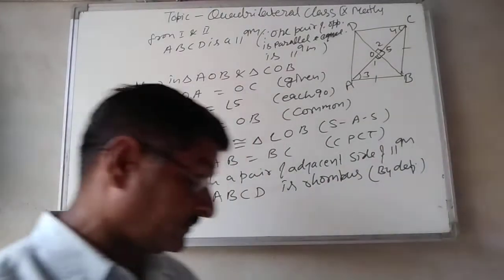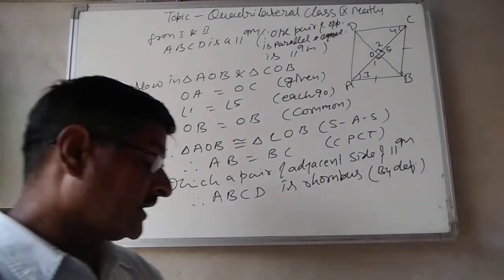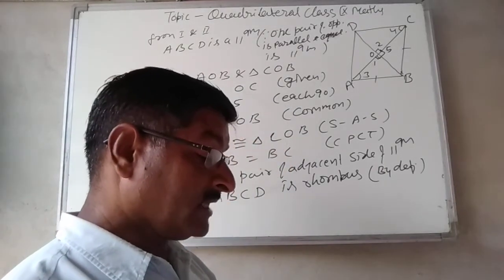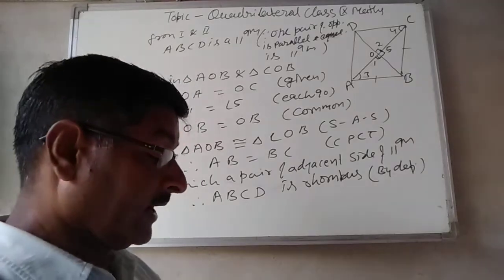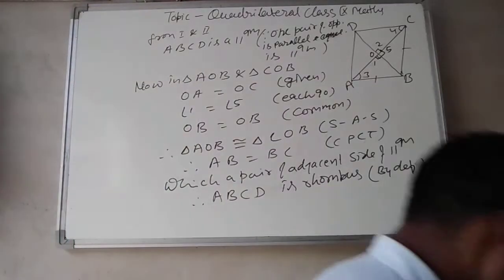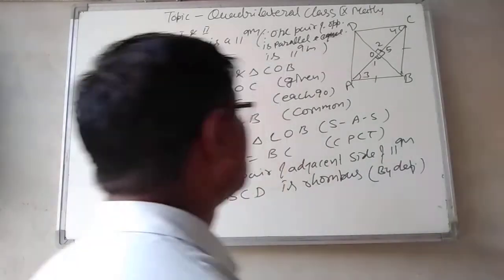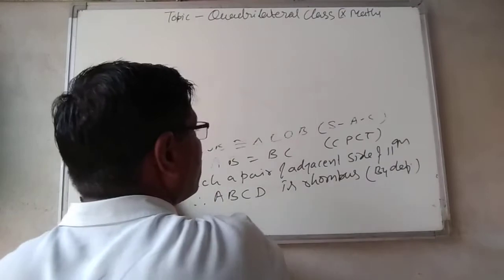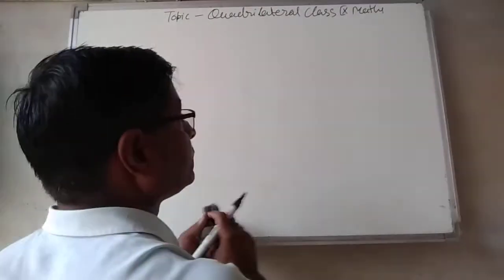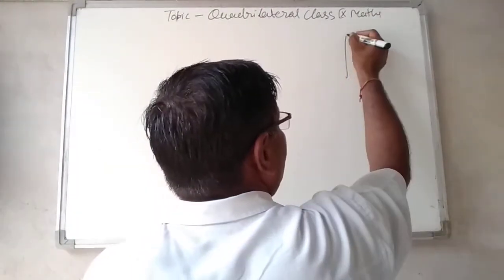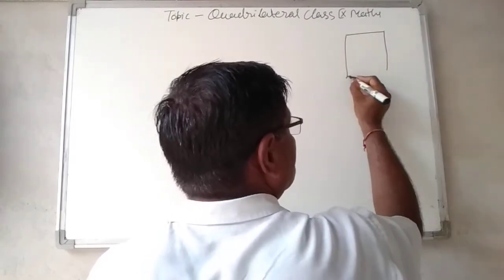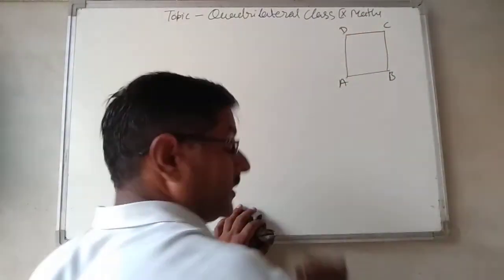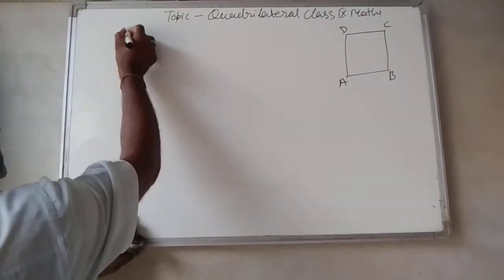Now the next question. Show that the diagonals of a square are equal and bisect each other at right angles. So in this question number 4, we have a square ABCD, and we have to prove. This is question number 4.